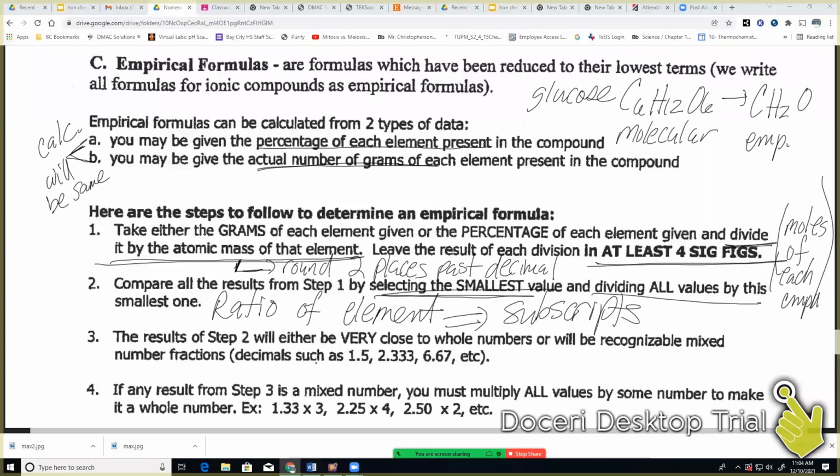So hopefully if you do step number 2, your results will either be exactly or very close to a nice whole number, or a recognizable mixed number fraction. So something like 1.5, where if you multiplied it by 2, you would get a whole number of 3. So if you just have a close whole number right there, that's going to be your subscripts. It saves you a little bit of time. If you have a mixed number fraction, obviously we can't have a subscript like 1.5. So you're going to have to do step 4.